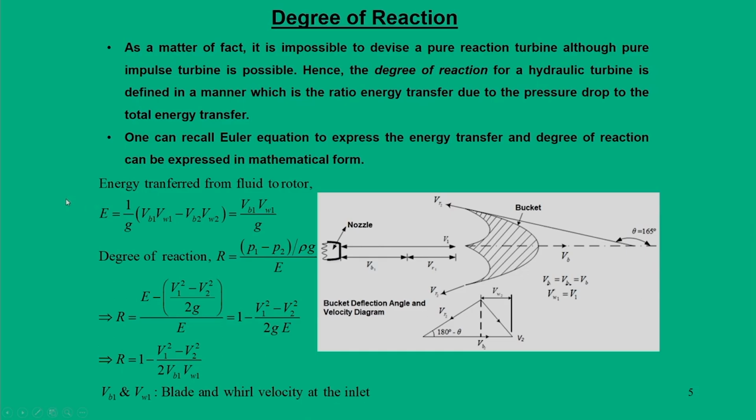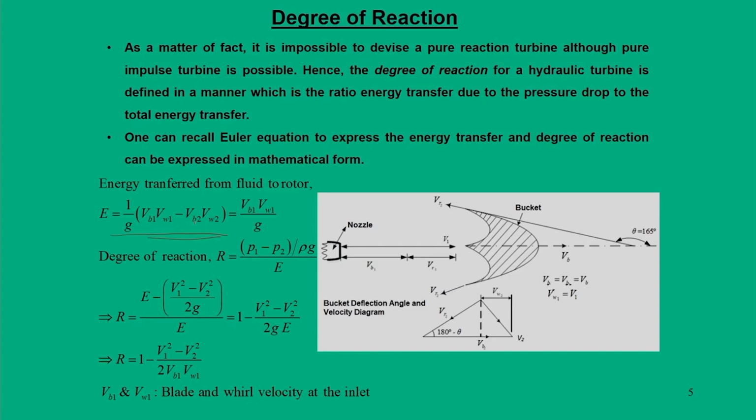To calculate the degree of reaction more precisely, from the Euler equation, which we derived in the last class, the energy transfer from fluid to rotor is equal to 1 by g into (Vb1 Vw1 minus Vb2 Vw2). This refers to this particular diagram. Vb stands for either bucket velocity or blade velocity. For a Pelton wheel, Vb1 and Vb2 are equal, but since we are looking at reaction turbines, there will be both the terms V1 and V2.